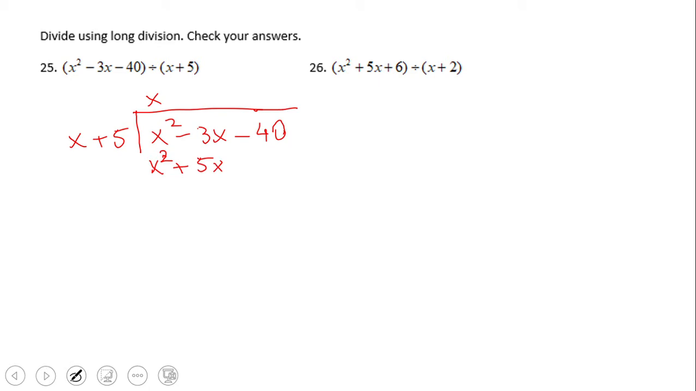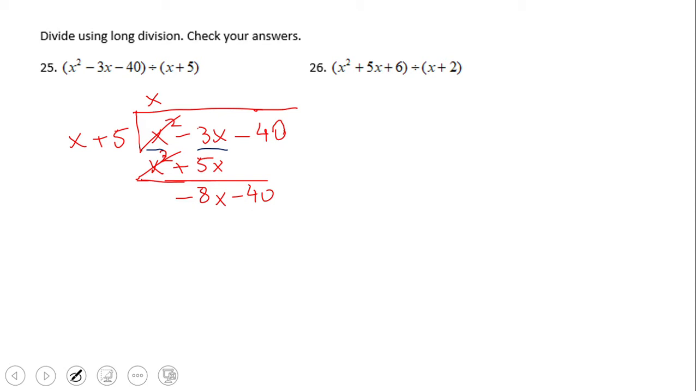Like in long division for real numbers, the next thing we need to do is subtract them. If these two terms cancel, then you did a wonderful job. In this case, they cancel, and here we have negative 3x minus positive 5x. That will be negative 8x. And then we drop down negative 40.